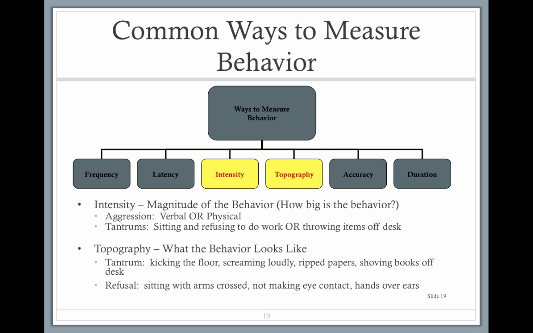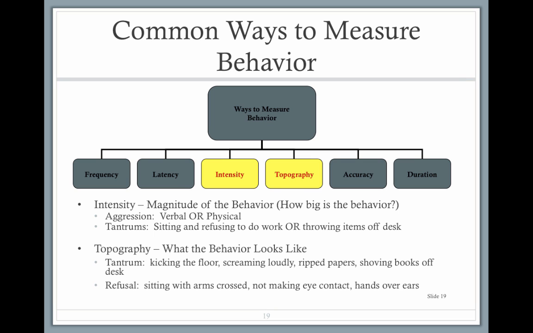Examples of medium intensity behavior include swearing or yelling, throwing an item off a desk, leaving the work area but staying in the room. Examples of high intensity behavior can include pushing another student, property destruction, like ripping up a workbook, breaking a pencil, or throwing a book, or leaving the classroom.